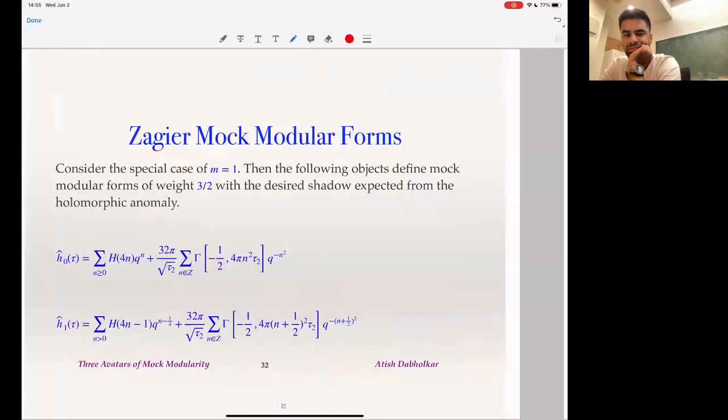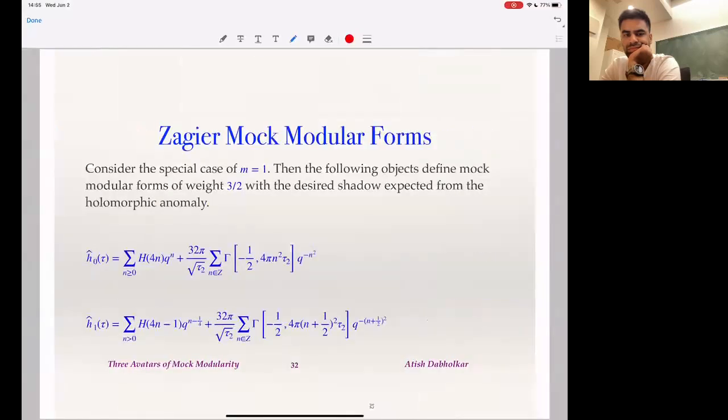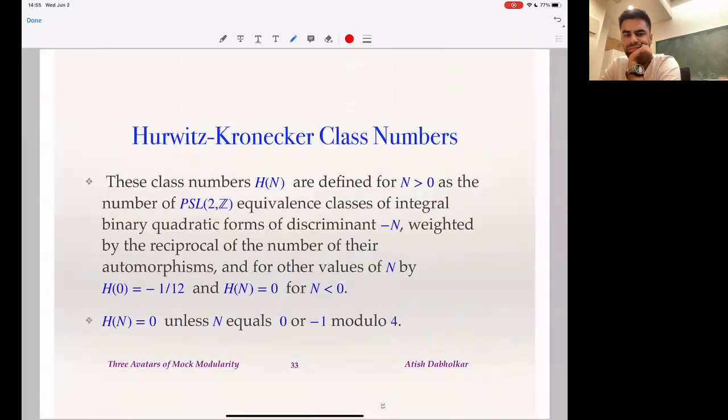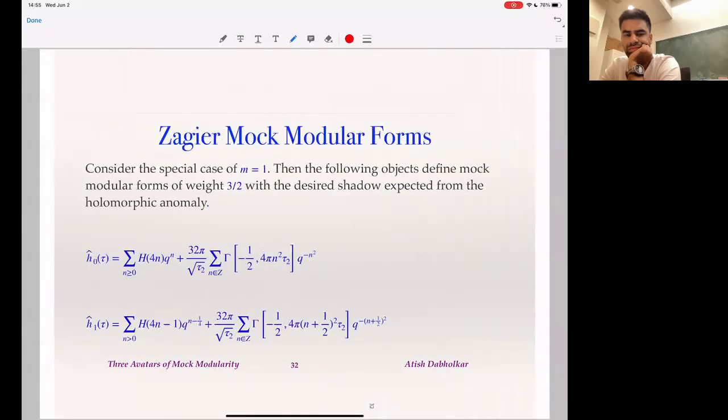Okay, by Zagier. It turns out that the object that appears in this black hole problem was an object that was encountered by Zagier in the context of counting some fancy Hurwitz-Kronecker class numbers. Okay, you don't need to know about what they are. They are denoted by H4n.